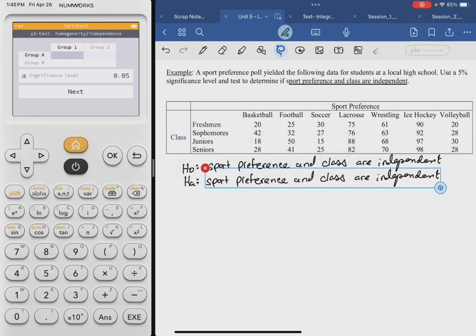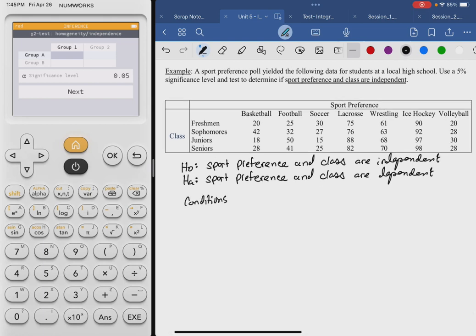I use that phrasing, dependent versus independent, because that's what they asked. Right? I could also have written it as there's no association versus there is an association. But then later on in my conclusion, I'd have to take that additional step to tie no association to independent and some association to dependent. It's an extra step that I don't really want to get into.